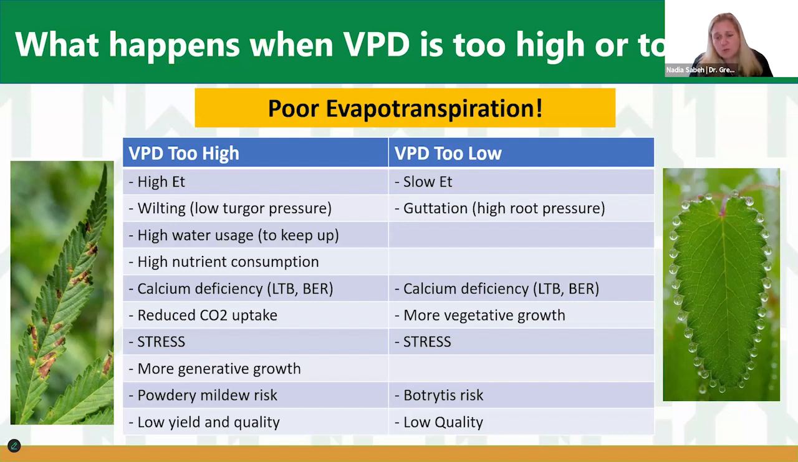But also we risk botrytis by having potentially wet spots or places where the plant can't freely evaporate the moisture, right, that's on it or that's kind of stuck at the ends of the leaves or in the stomata. And so we do increase the risk for sporulation of any fungus that might have landed on your plant. And ultimately that can lead to low quality as well.